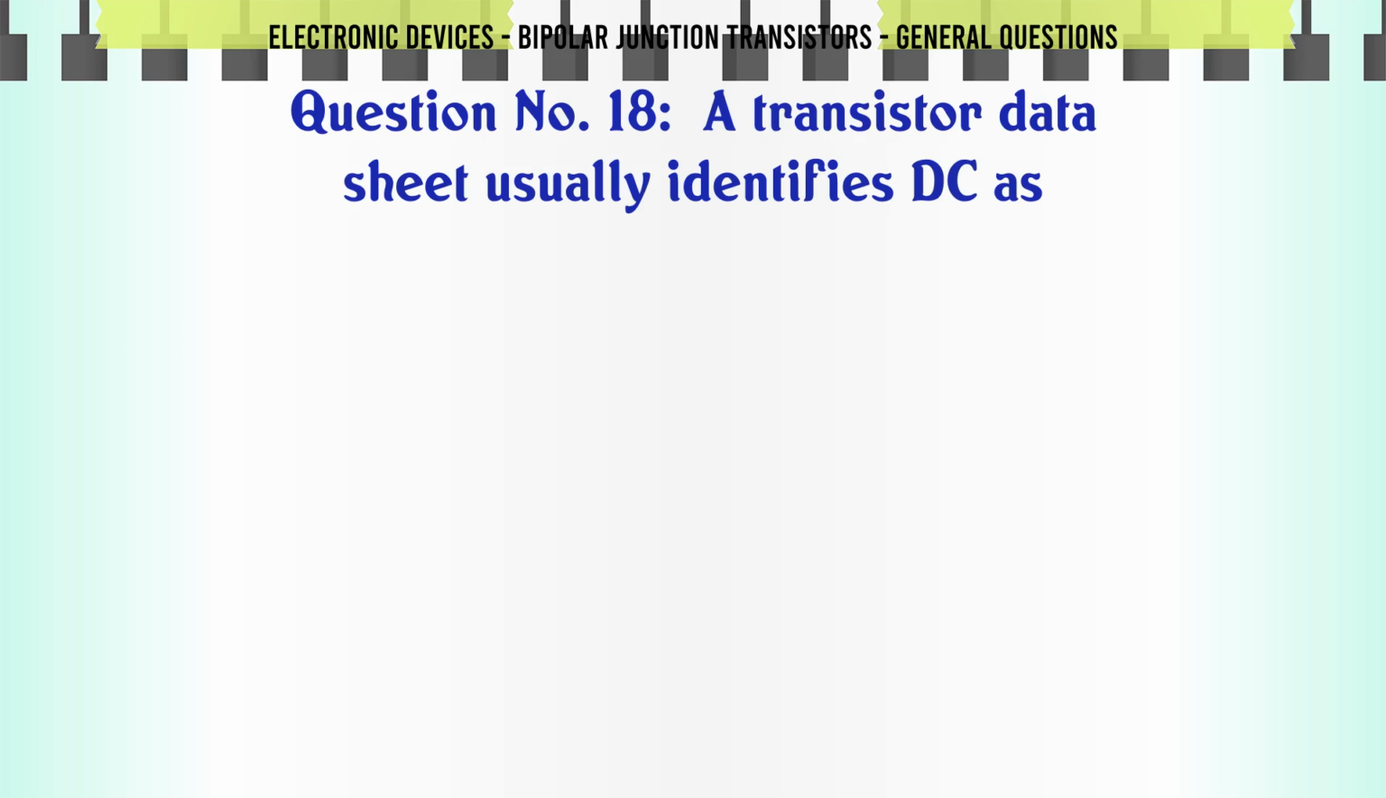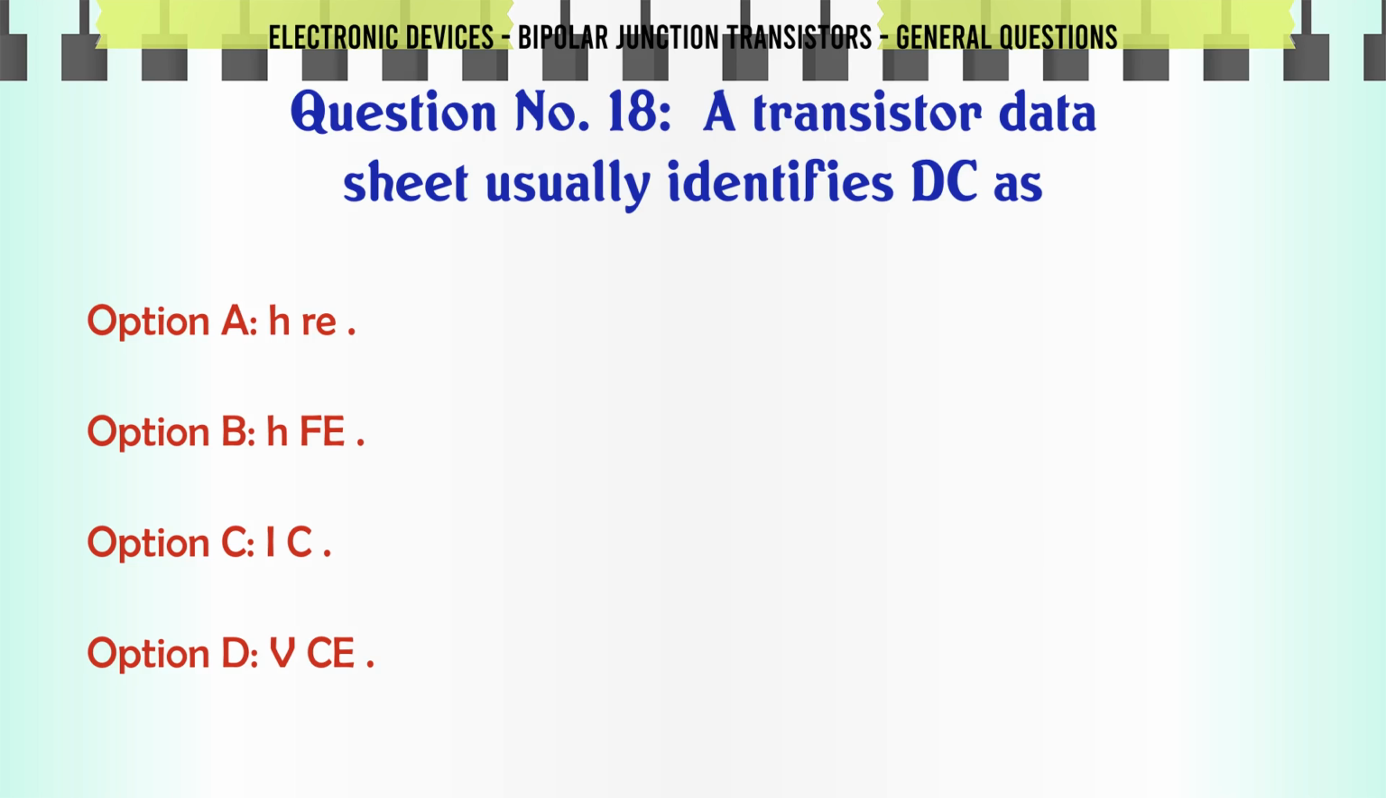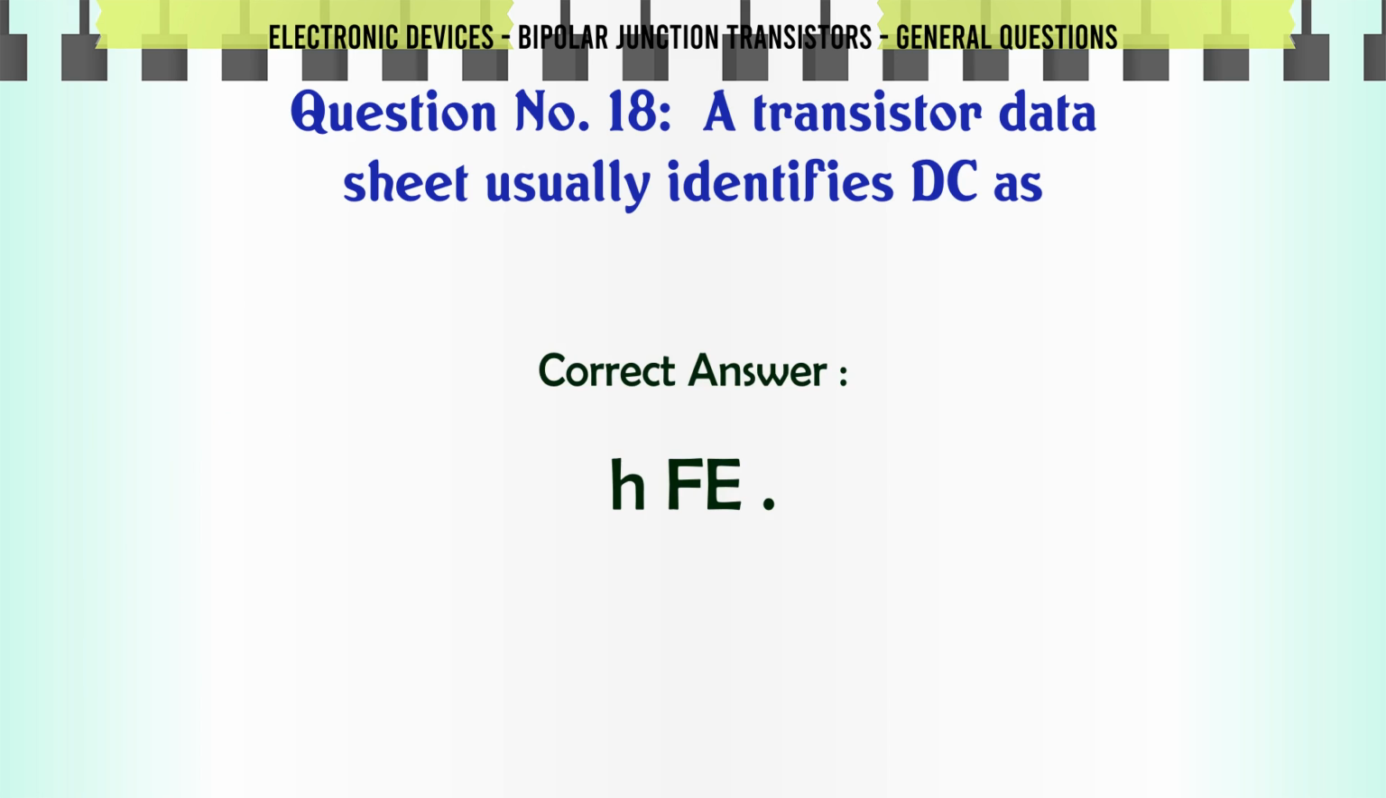A transistor data sheet usually identifies DC as A Hv, B Hv, C IC, D VCE. The correct answer is Hv.